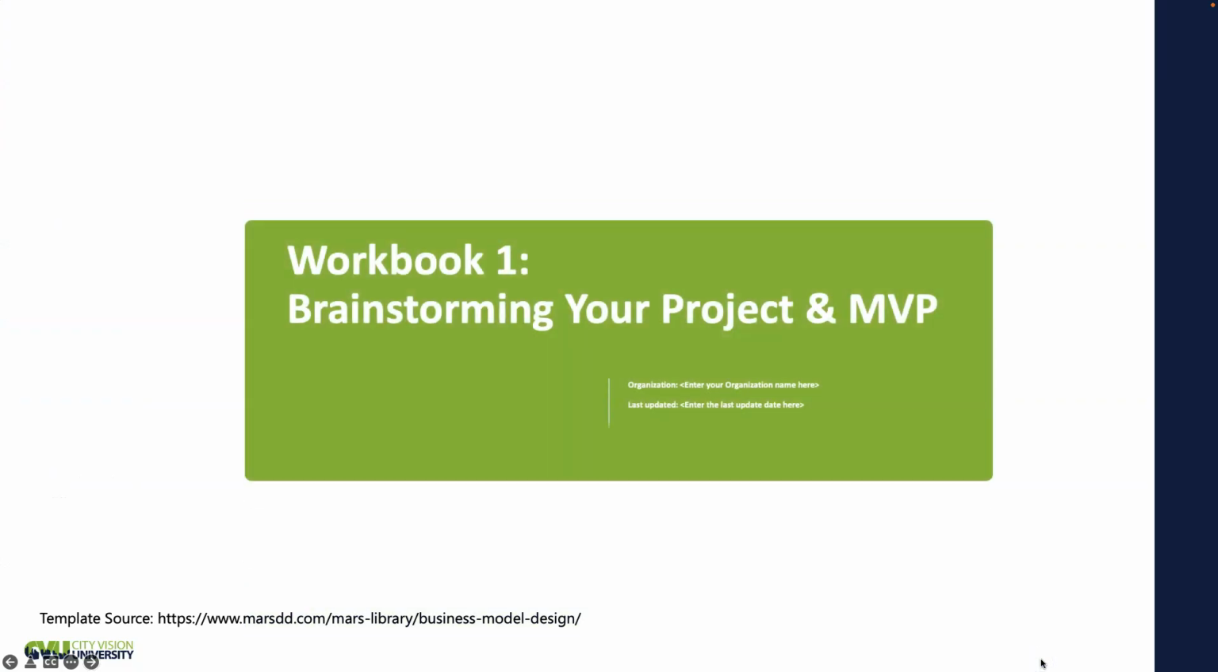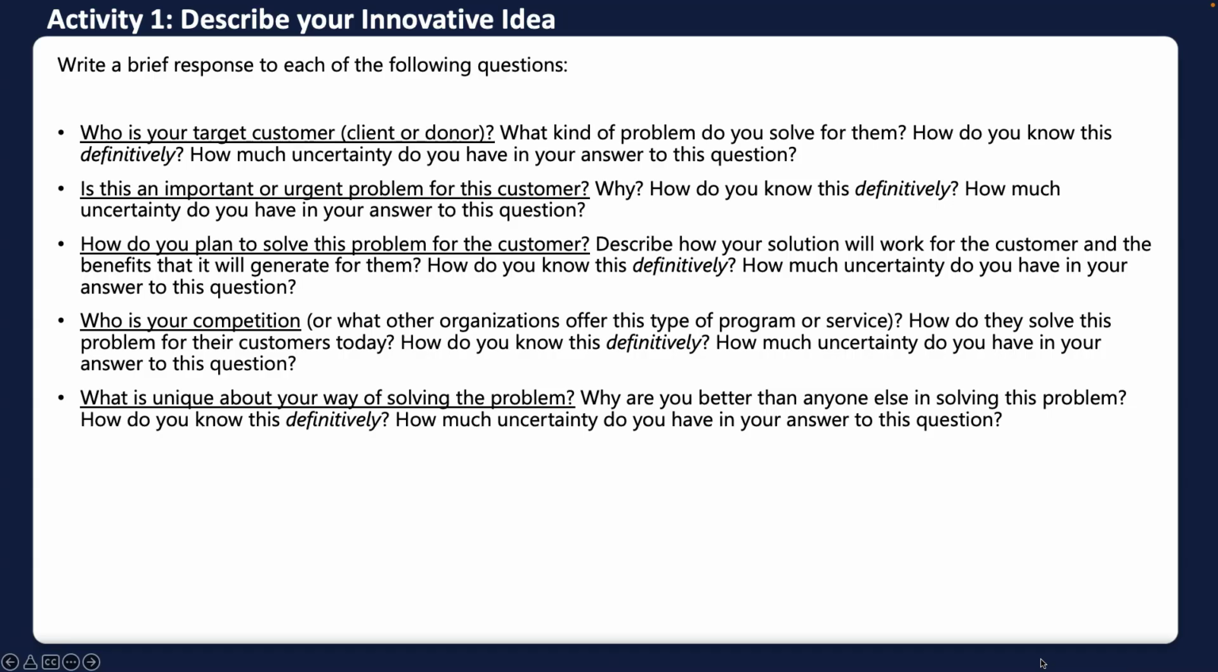Let's look at our workbook for this week. The focus is on the innovative idea. That's what we want you to zero in on. The first thing is define your target customer. In the case of a nonprofit, it's going to be a client or donor. You're going to want to try and identify what is the problem you're solving. And then the next thing is, how do you know that's a problem definitively? That's pretty huge. How do you know? And then how much uncertainty?